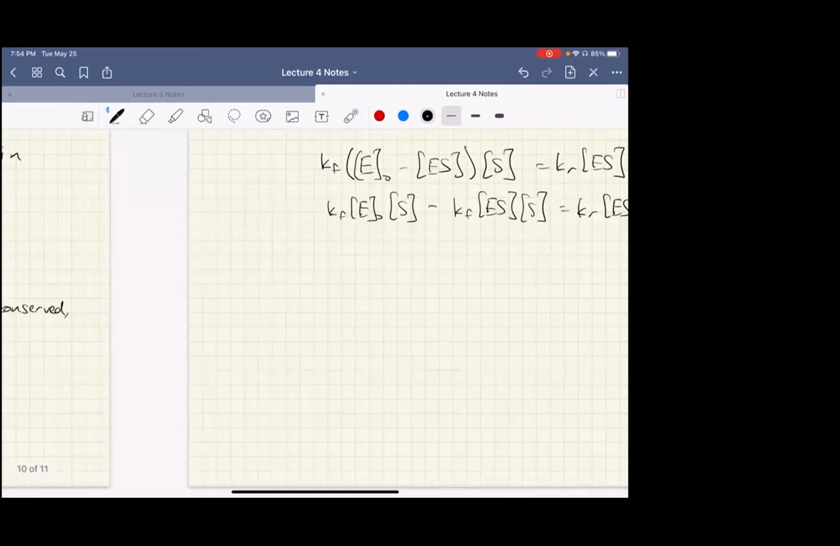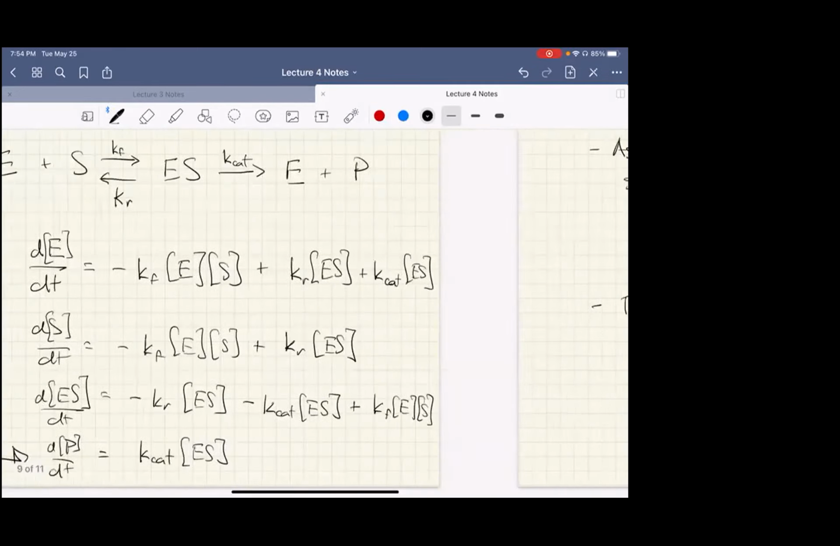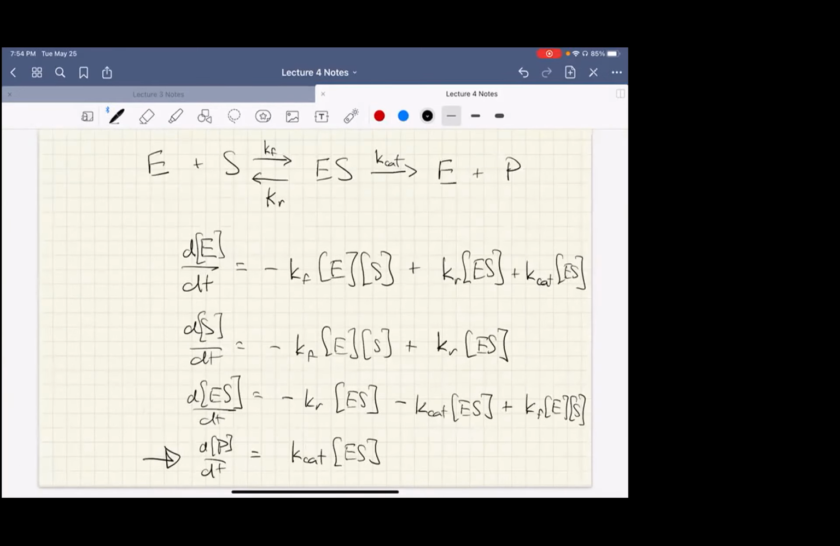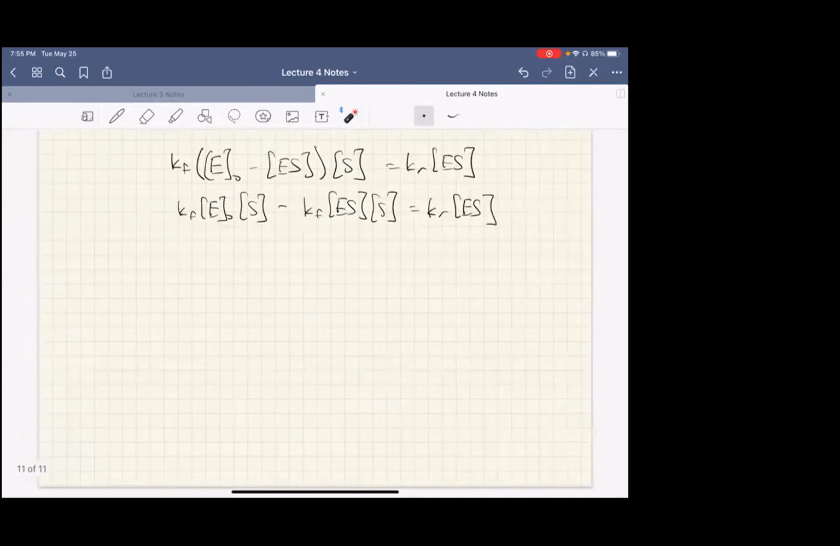Let's just make sure we know. What we're interested in, remember, is the rate at which the product is produced. To do that, I need ES right here. I multiply by Kcat. To come back here, basically what I have to do is solve everything for ES, and that's pretty easy. I just take this over here and divide through.